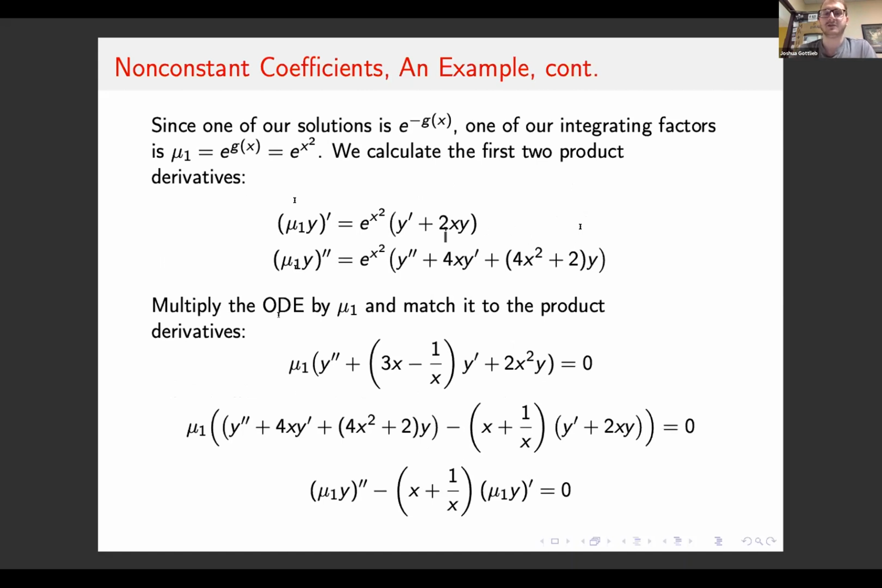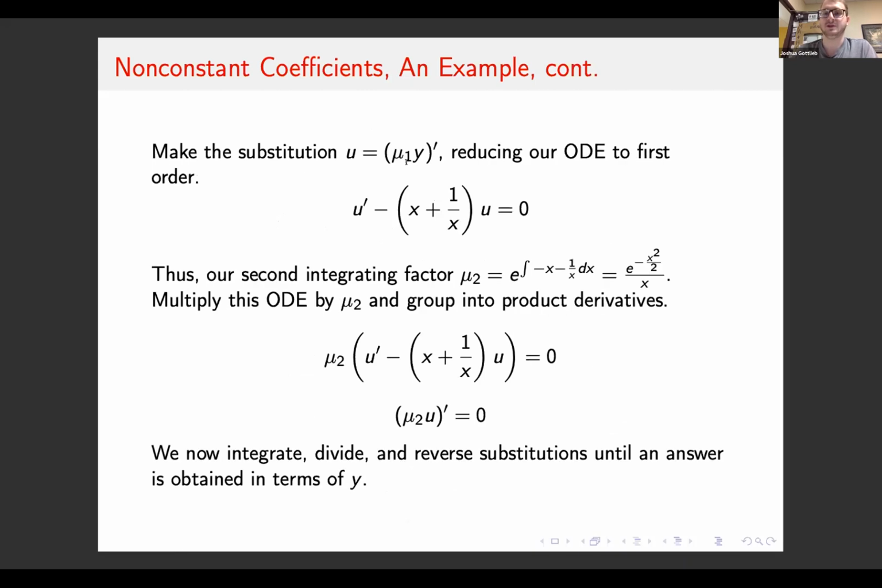So if we multiply our differential equation by mu1, and then we group it into the product derivatives, we get y double prime plus 4xy prime plus (4x squared plus 2) y over here, and then we get minus (x plus 1 over x) times (y prime plus 2xy). This means we can group into the product derivatives with this coefficient x plus 1 over x on our prime term. We then make the substitution u equals mu1 y prime, which reduces our differential equation to a first order differential equation. And from there, we can get our second integrating factor using the standard technique of integrating this p of x term. So we get e raised to the negative integral of negative x minus 1 over x dx, which gets us e to the negative x squared over 2 all over x.